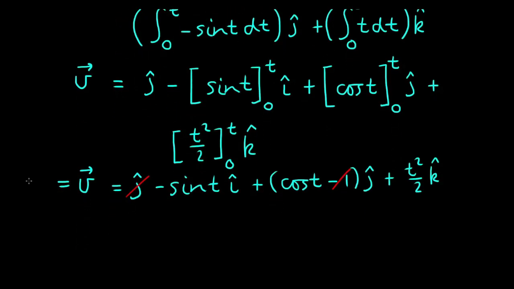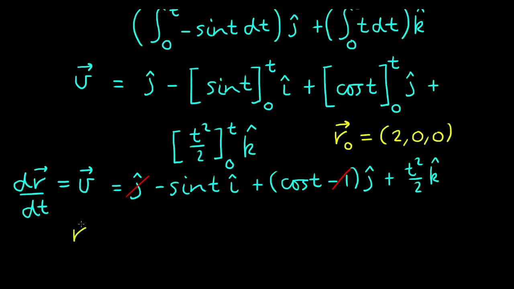And if we set this equal to dr dt and separate the variables and integrate both sides, while recalling our initial condition that was given in the problem, where the initial position is at x equals 2, y equals 0, and z equals 0. So that gives r of t minus the initial position, which we'll take to the other side. So that would give 2i.